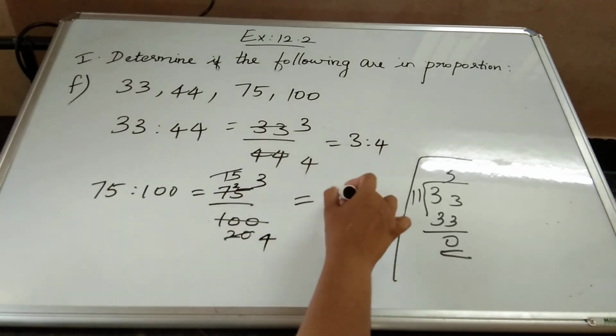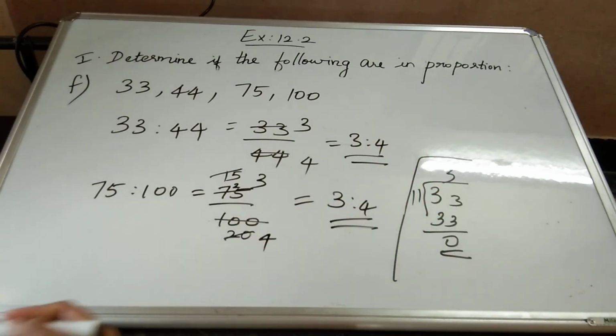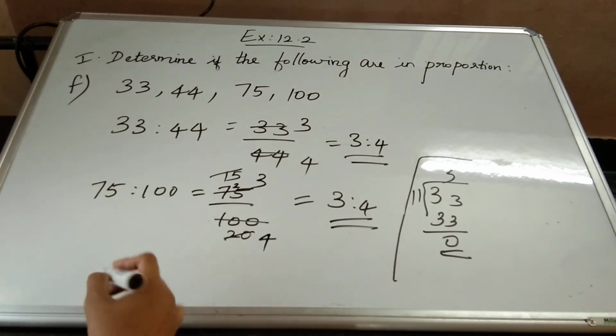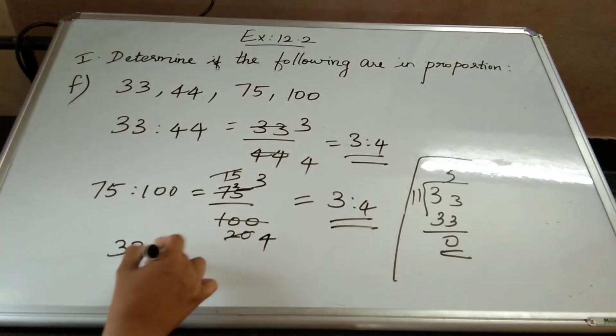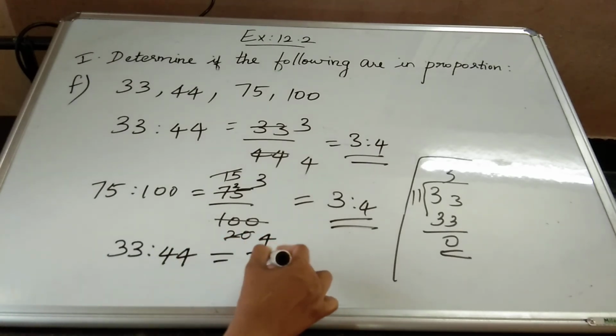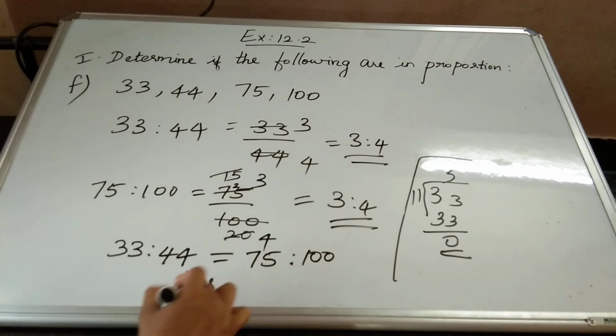Okay, that is equal to 3 is to 4. Now the ratios are 3 is to 4 and 3 is to 4. Okay, so they are in proportion. They are equal and so they are in proportion. Okay, so 33 is to 44 is equal to 75 is to 100. Okay, are they in proportion? They are equal. Yes, they are in proportion. Clear?